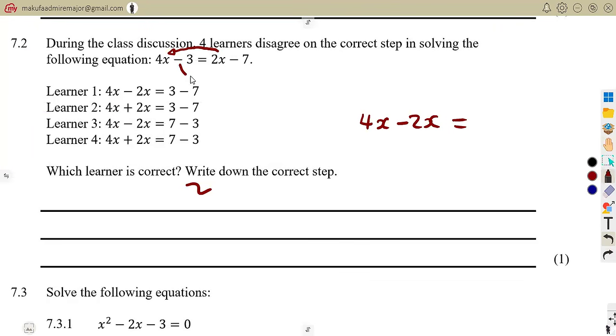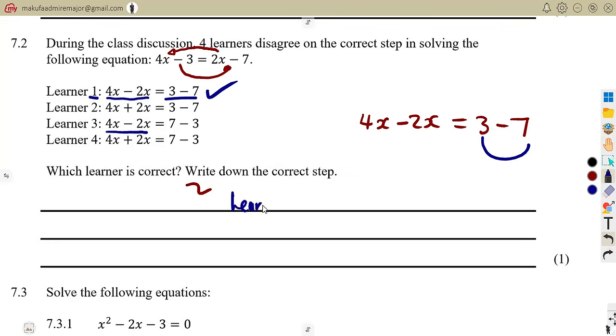We take the minus 3 this side. It will be a positive. So it will be 3 minus 7. So which one is correct? There is a 4x minus 2 here. The other one is supposed to be 3 minus 7. This one is wrong. This is 7 minus 3. So the correct answer is supposed to be from learner number 1.